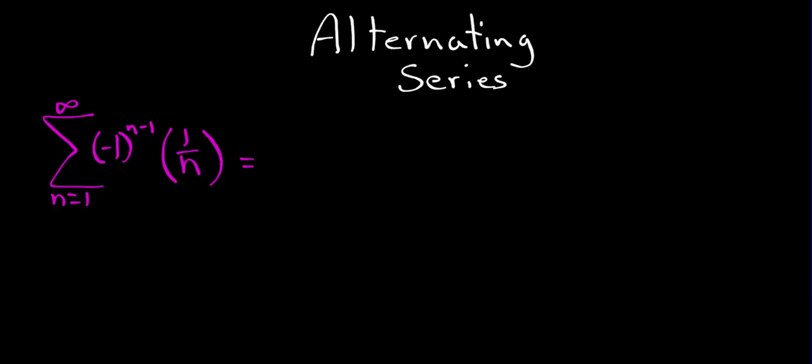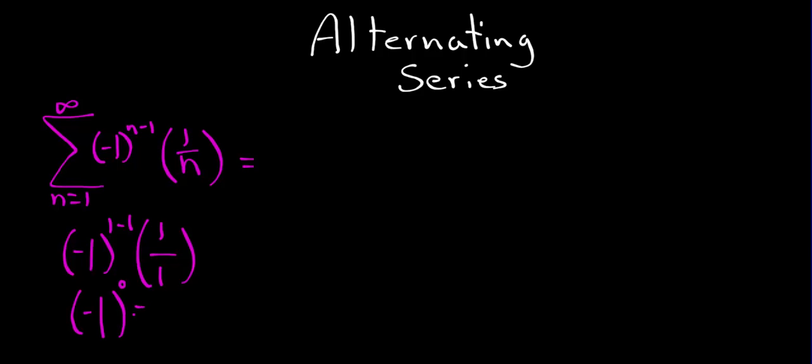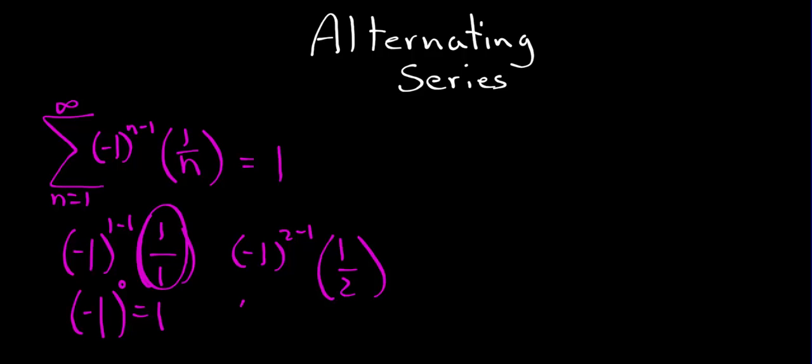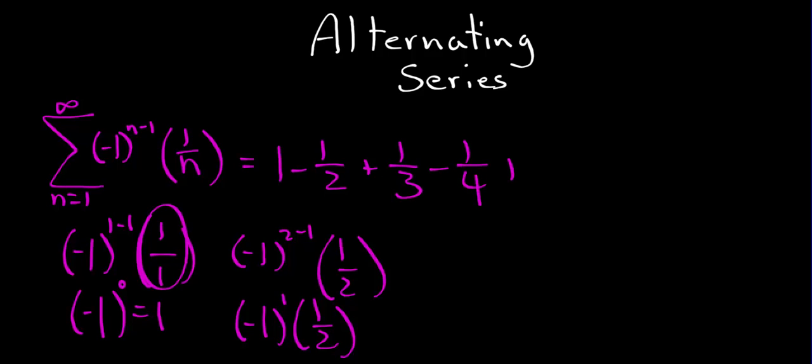For example, when n equals 1, we've got negative 1 to the 0 power, which is just 1, so this first term is 1. Now the next term, we've got negative 1 to the 2 minus 1, 1 over 2. Notice this would be negative 1 to the first power, which gives us a negative, so this is negative 1/2. And it alternates like that, going back and forth between positive, negative, positive, negative.